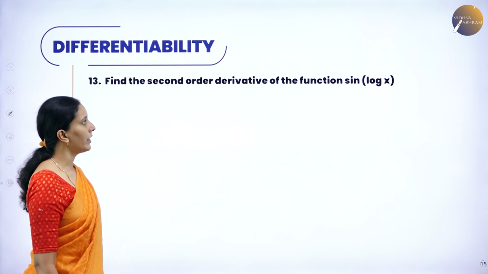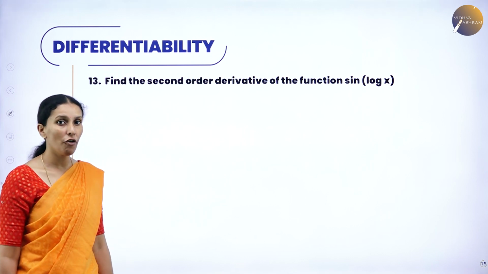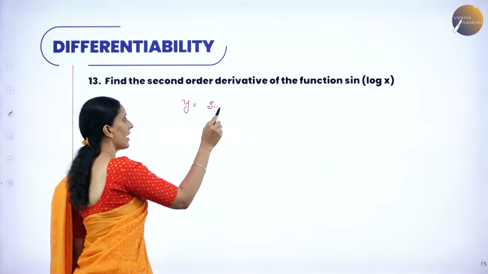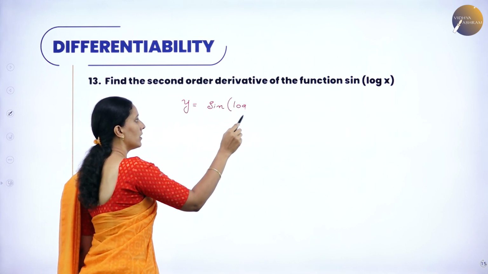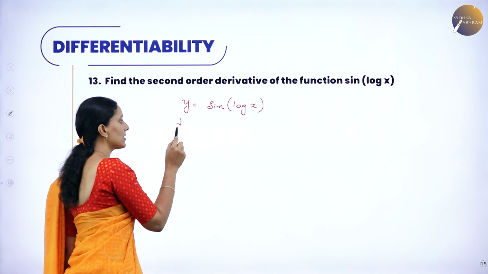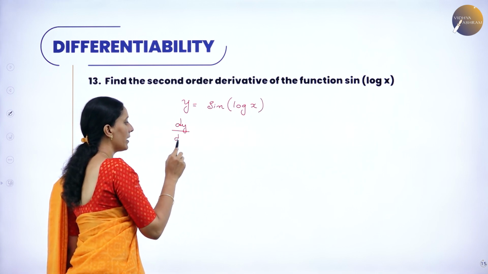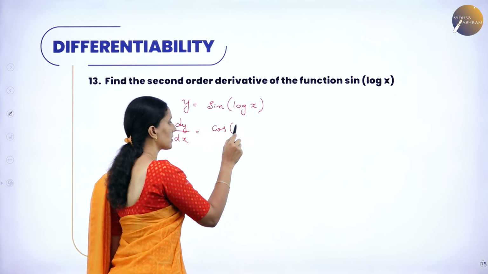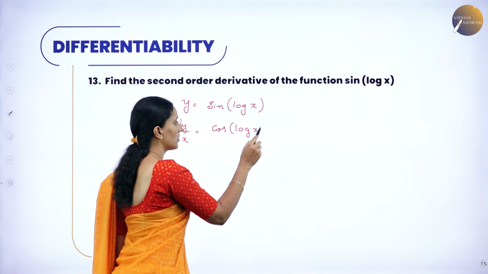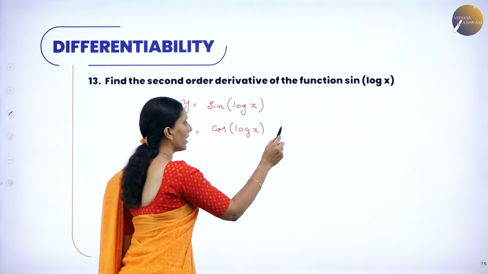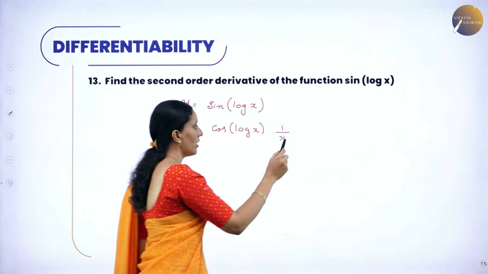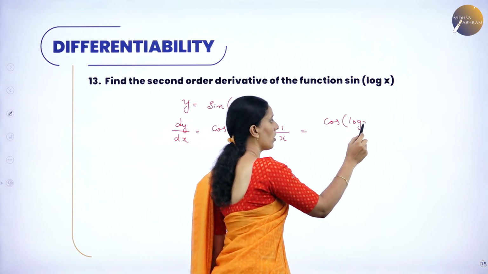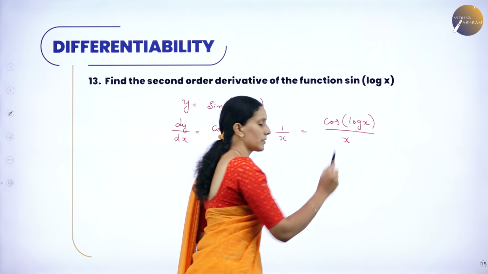Next, find the second order derivative of the function sine of log x. So let me take y is equal to sine of log x. It's a composite function. So first let us derive dy by dx. So what is the derivative of sine of log x? It is cos of log x. And what is derivative of log x? It is 1 by x. So therefore this becomes cos of log x divided by x.